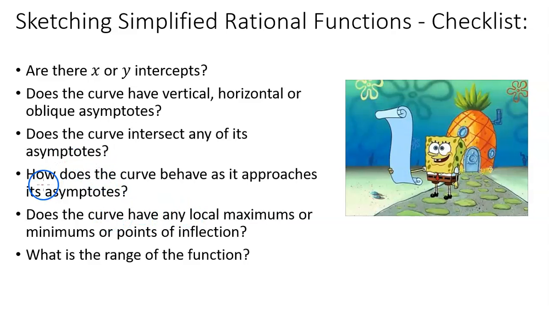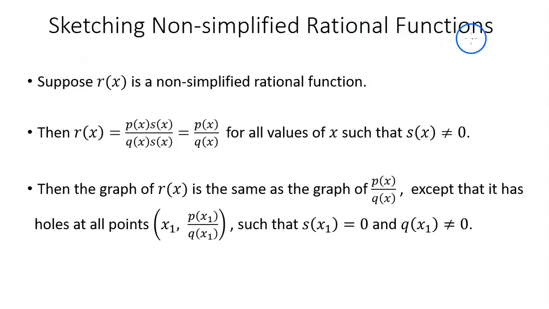And I guess for our context, the how does the curve behave as it approaches its asymptotes thing is more like, if this is the asymptote, is the curve kind of doing this? Does it approach it from above, or from below, or what? How does it get closer to the asymptote is really what that's saying. And if you're not really sure, you can always just plot some points and see if they're above or below the asymptote. For sketching non-simplified rational functions, there's kind of an interesting point.